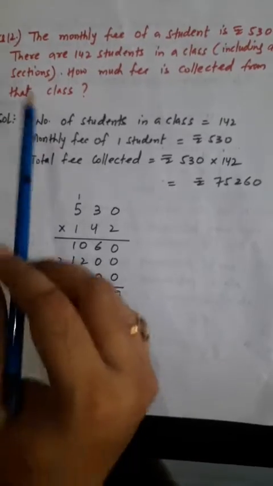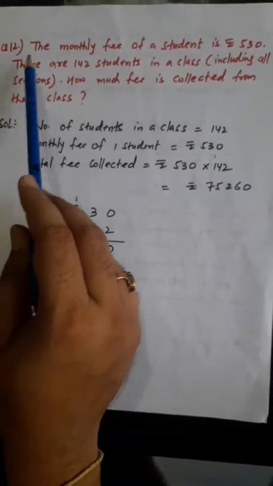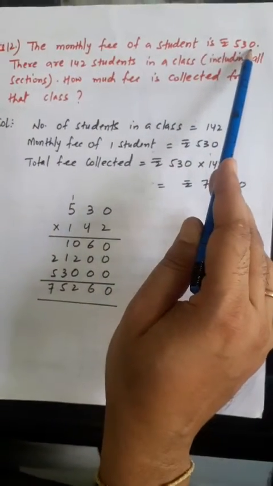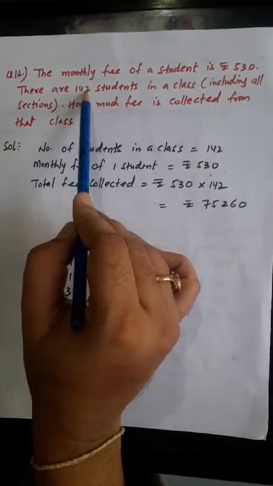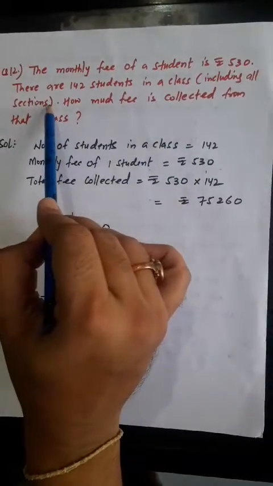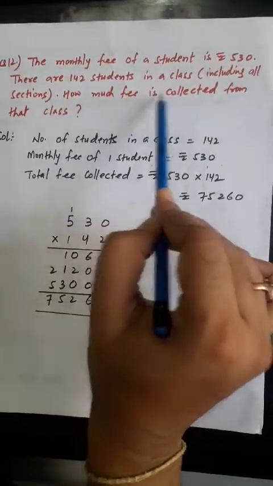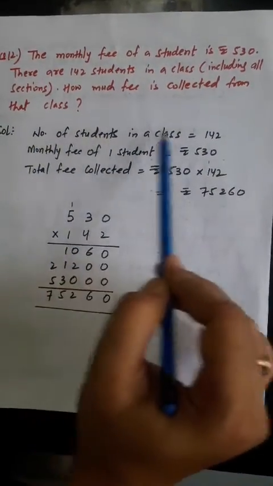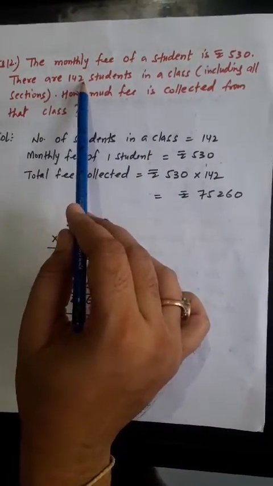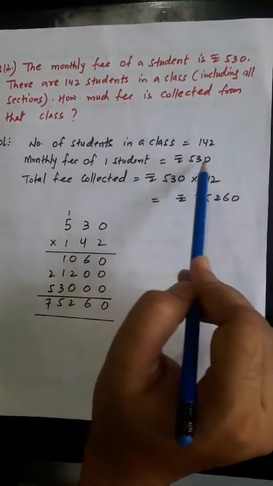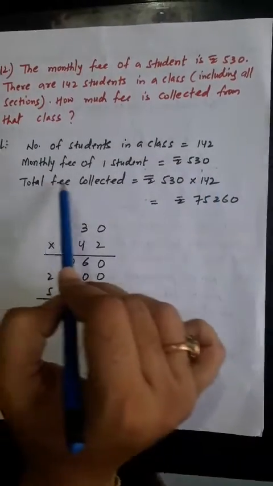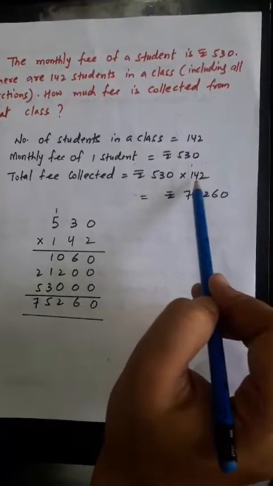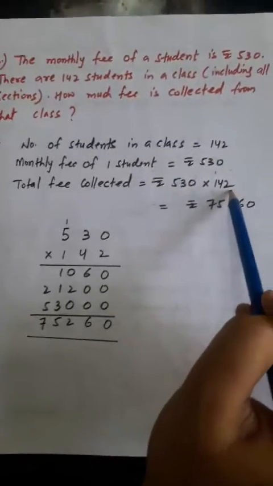Now let's move to question number 12. Read the statement. The monthly fees of a student is rupees 530. Okay. There are 142 students in a class, including all sections. How much fees is collected from that class? So we have read in the question that number of students in the class are 142. Monthly fees of one student is rupees 530. So total fees collected will be rupees 530 multiplied by the number of students, that is 142.